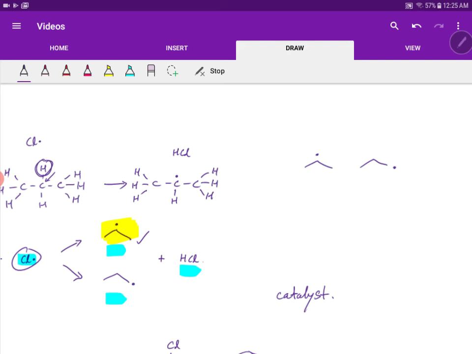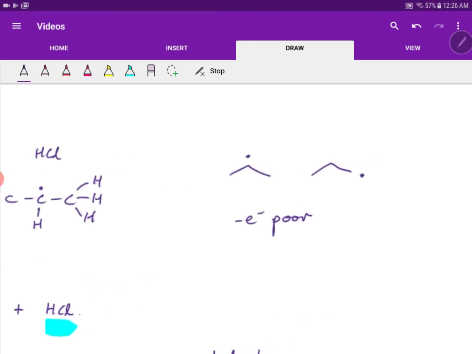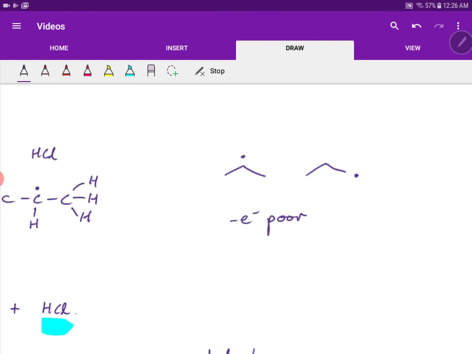If we take a look at these two radicals here, we know that radicals are electron poor. It has a lack of electrons, which is why it is so reactive. It wants to take in another electron from a molecule, maybe by taking a chlorine atom together with its electrons, or from a hydrogen atom. So they are electron poor. Therefore, what we want to do is stabilize it, to make it less electron poor.